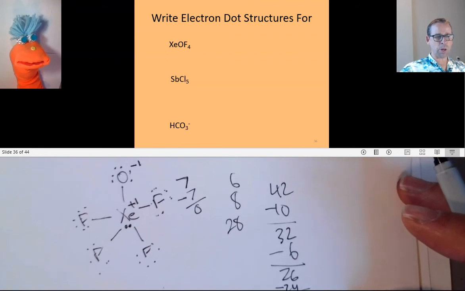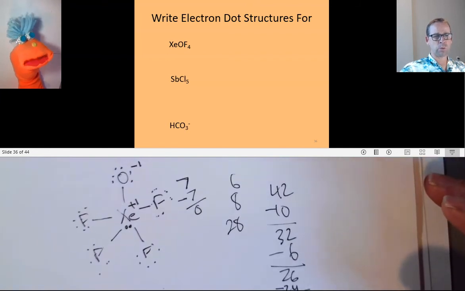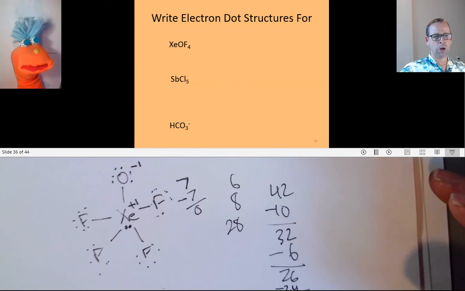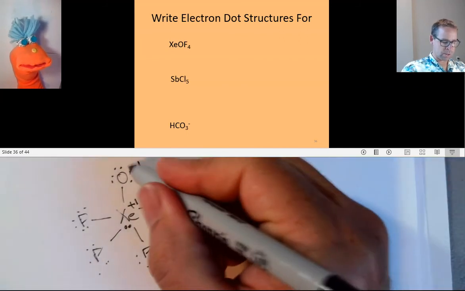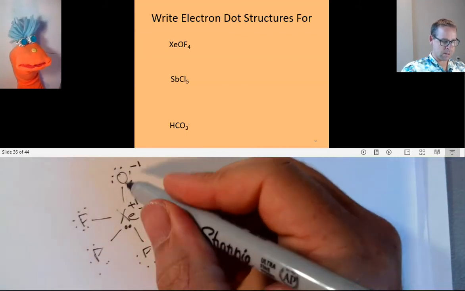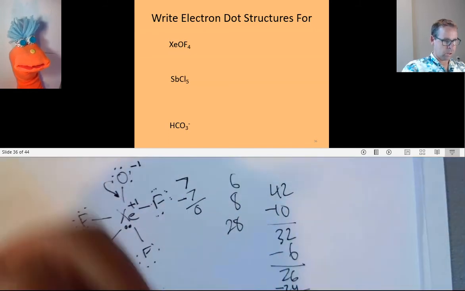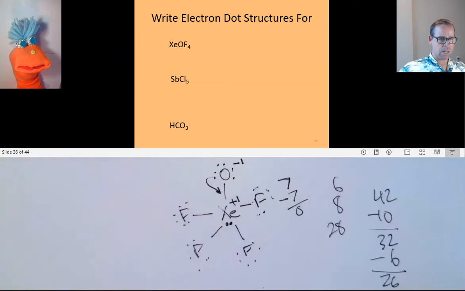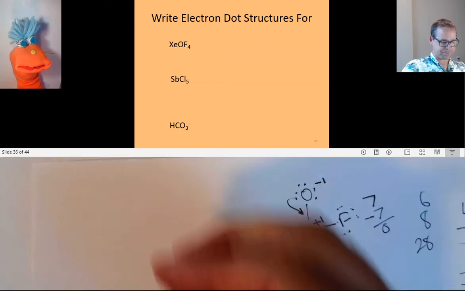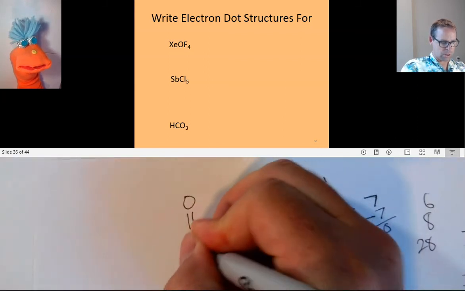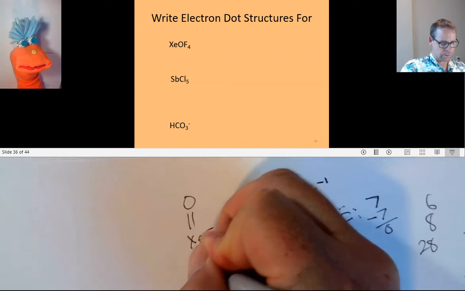But we need to bring more electron density where? Towards the central atom and away from the oxygen. That's right. Too much electron density, not enough electron density. One of these has to come down to form a double bond here. So if that were to occur, then the result would be oxygen, double bond to our xenon, 4 fluorines.